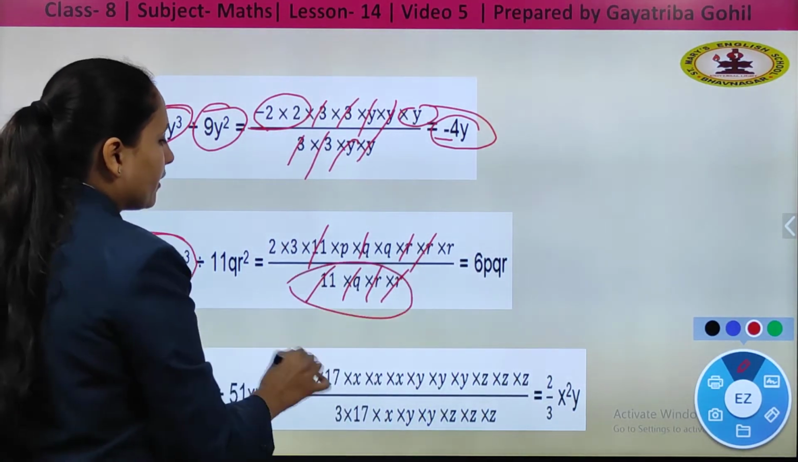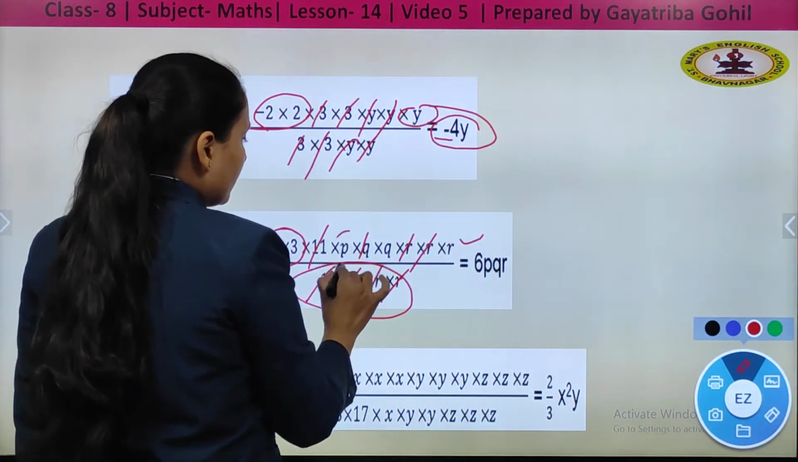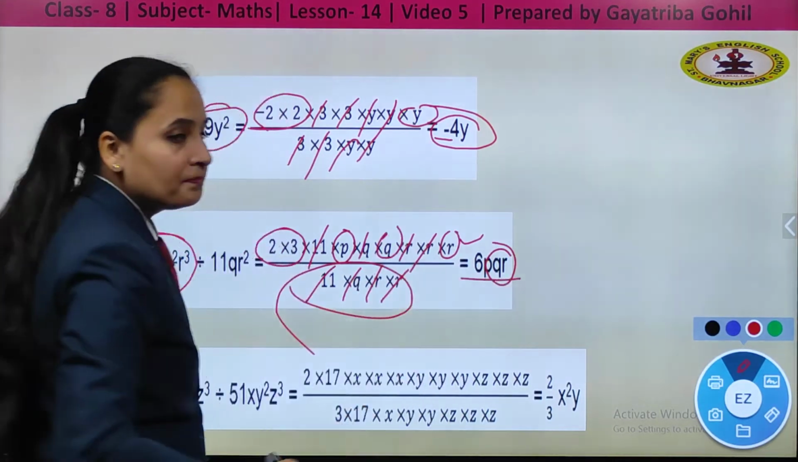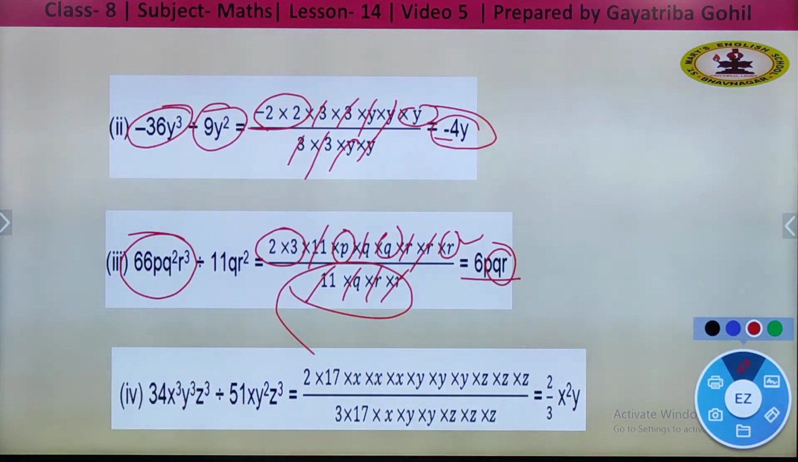So in the denominator we have nothing. In the numerator, 2 into 3 is 6, p into r into q. So, PQR. So, we will get 6 PQR here.